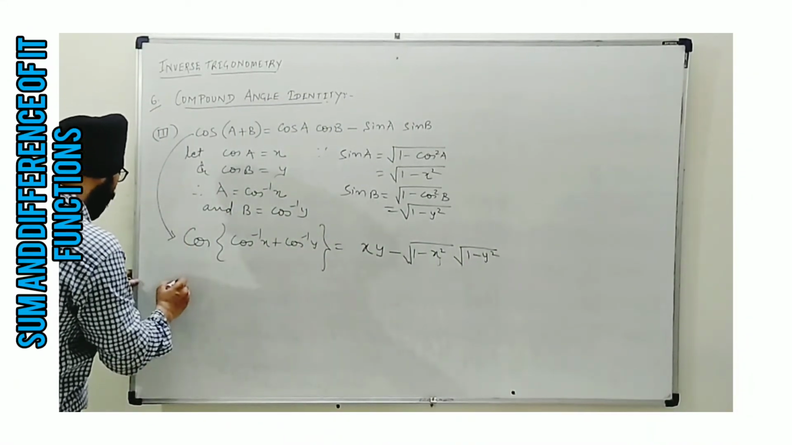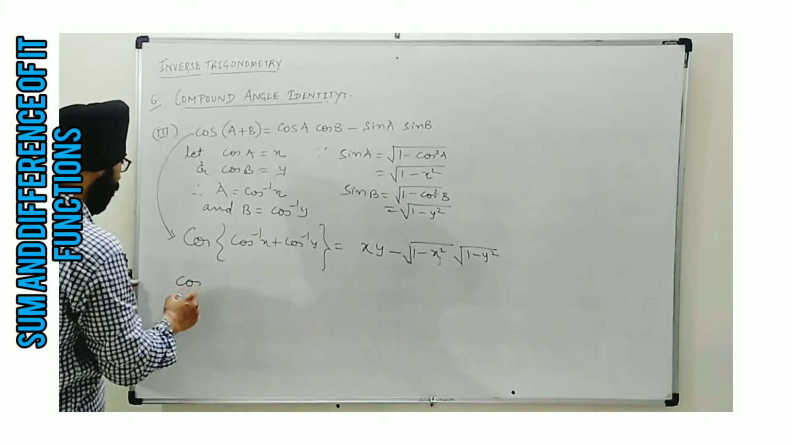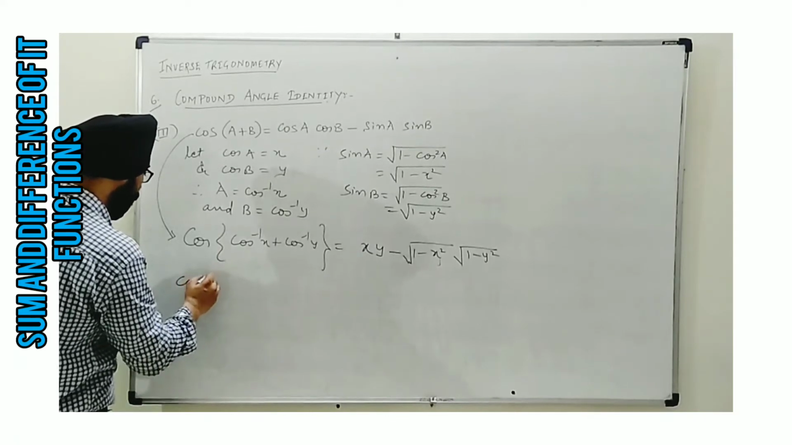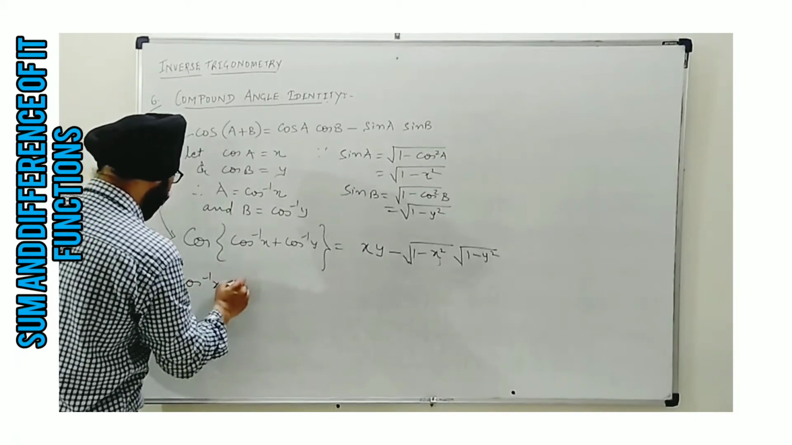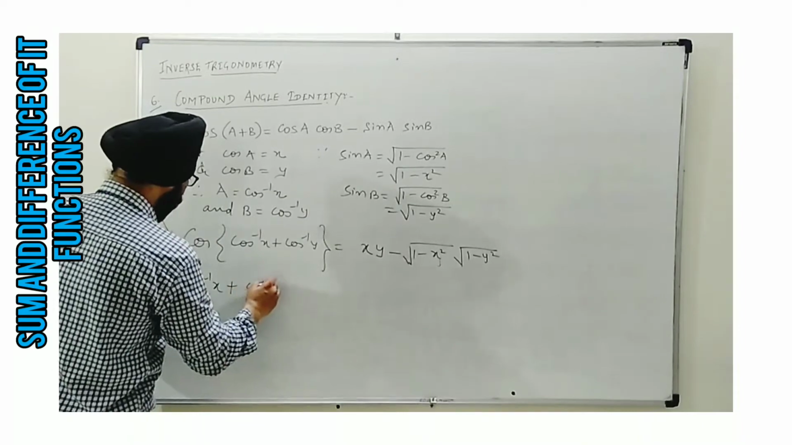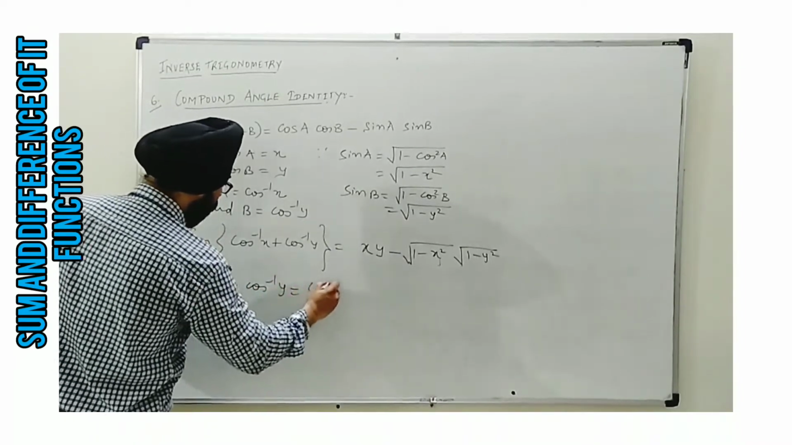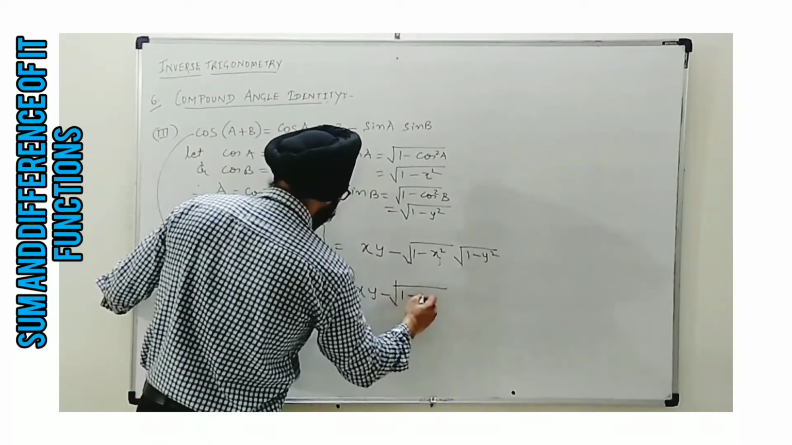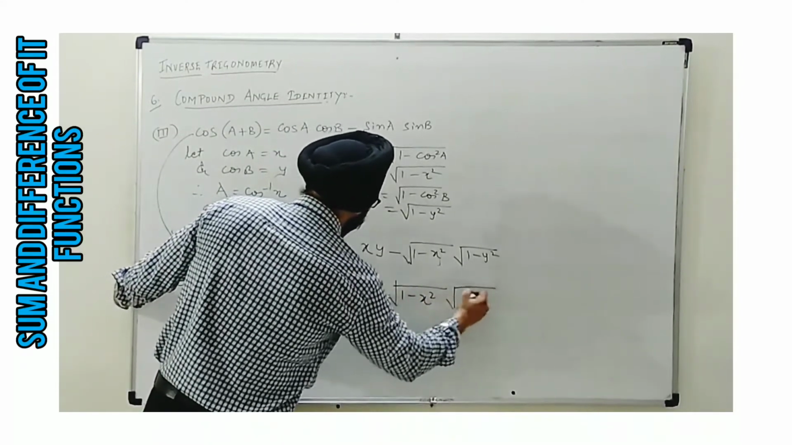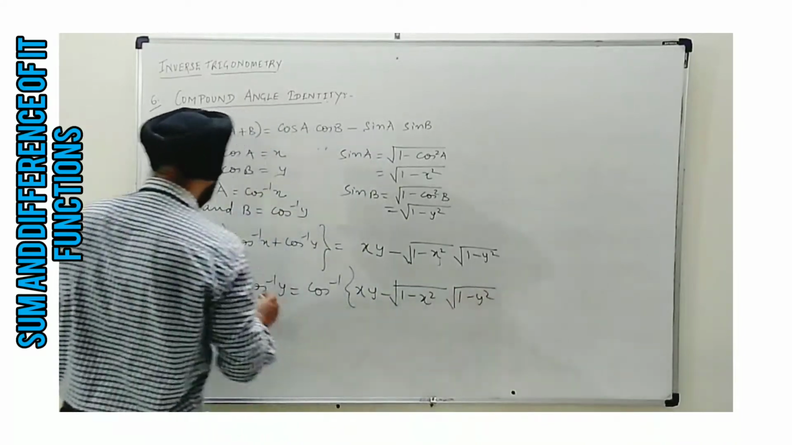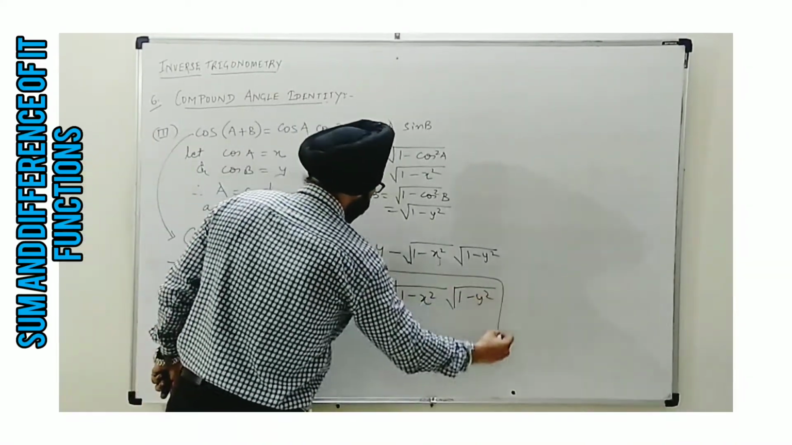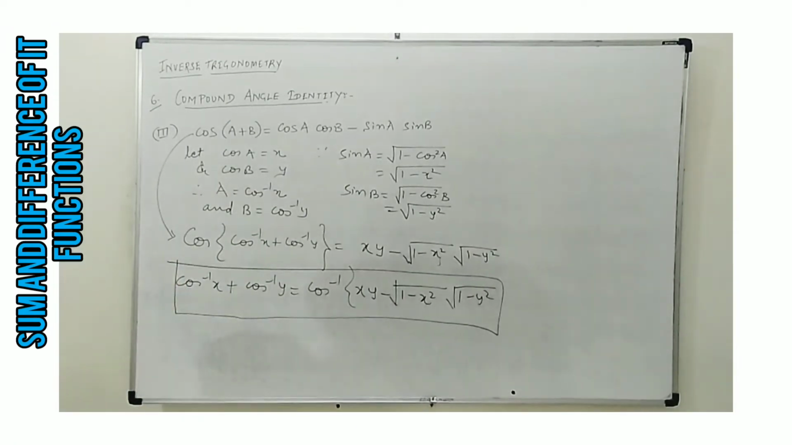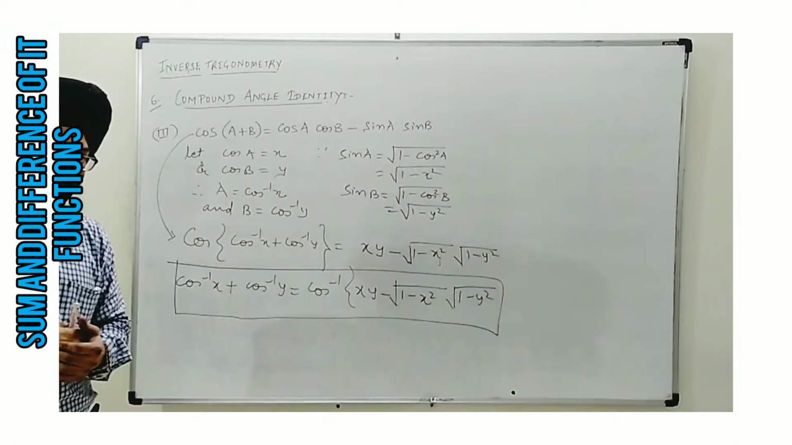So the first identity of the batch of cos, basically it is the third of compound angle, but of the group of cos we have the first identity as cos inverse x plus cos inverse y equals cos inverse of xy minus under root 1 minus x square into under root 1 minus y square. This way we have obtained the third identity of the compound angle group.